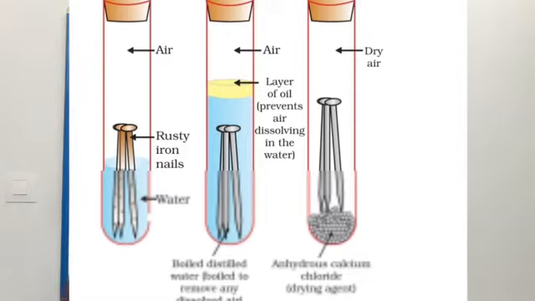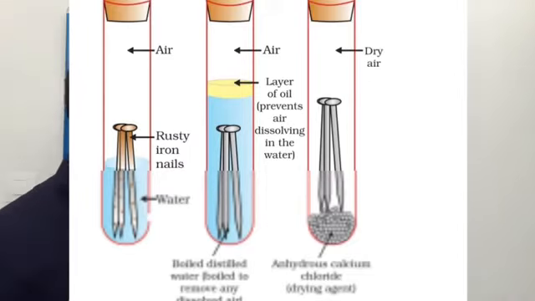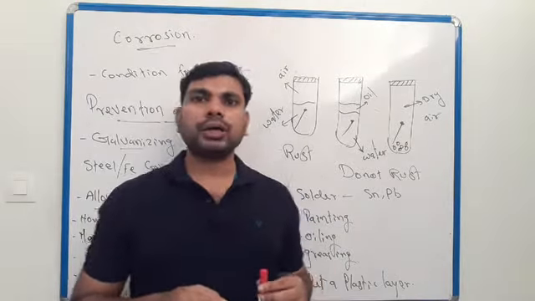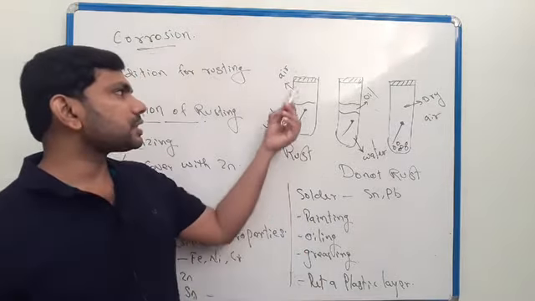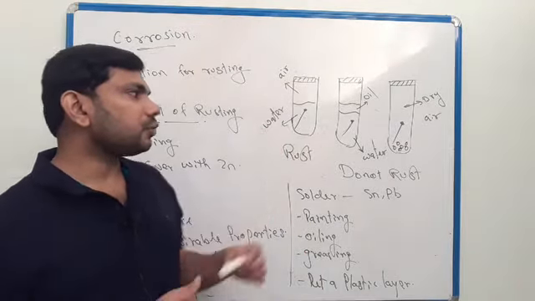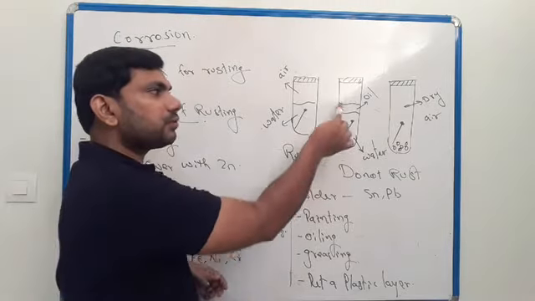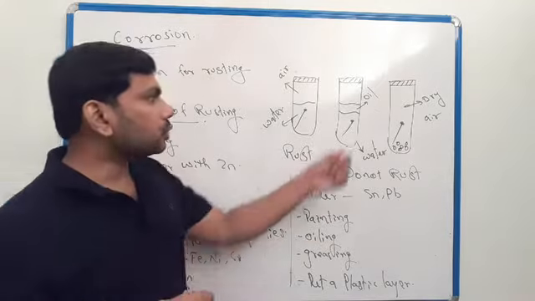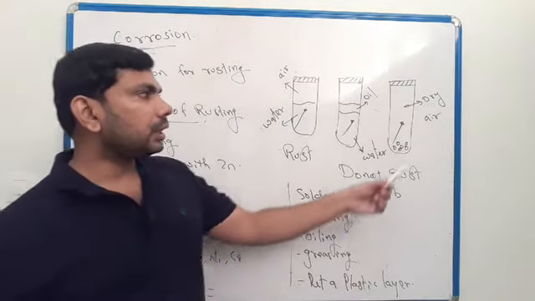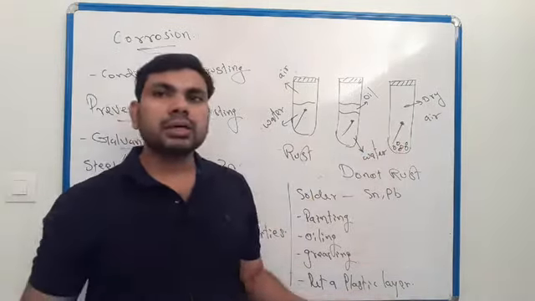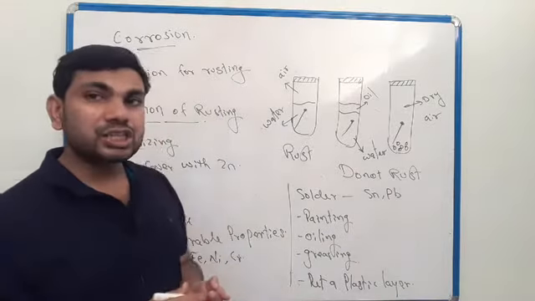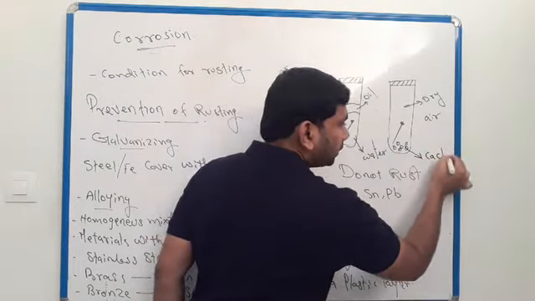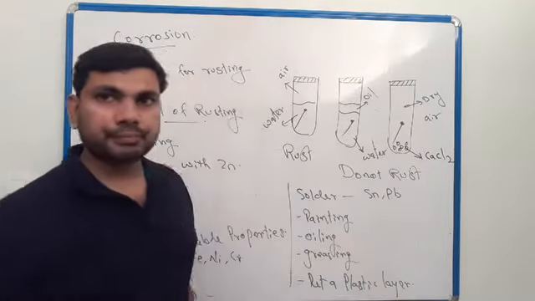See this activity. Here are three different test tubes, and each test tube contains an iron nail. In the first test tube there is air and water. In the second there is water, and on the surface of the water there is a layer of oil. Also there is air. In the third test tube, there is anhydrous calcium chloride, and air.